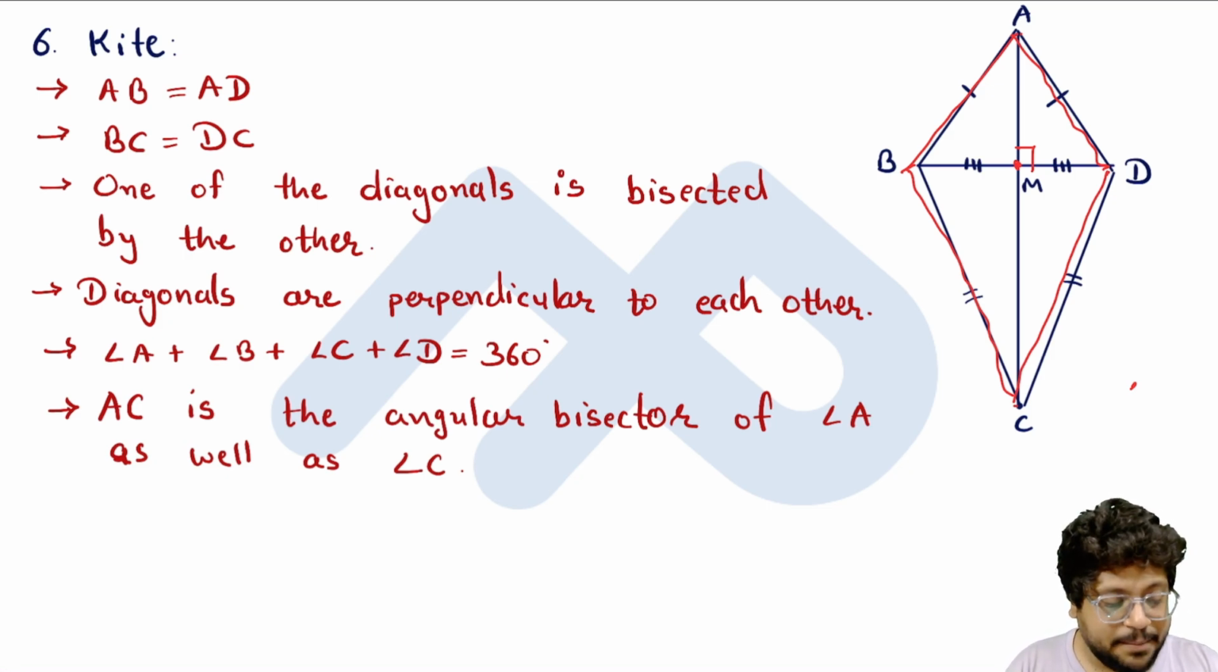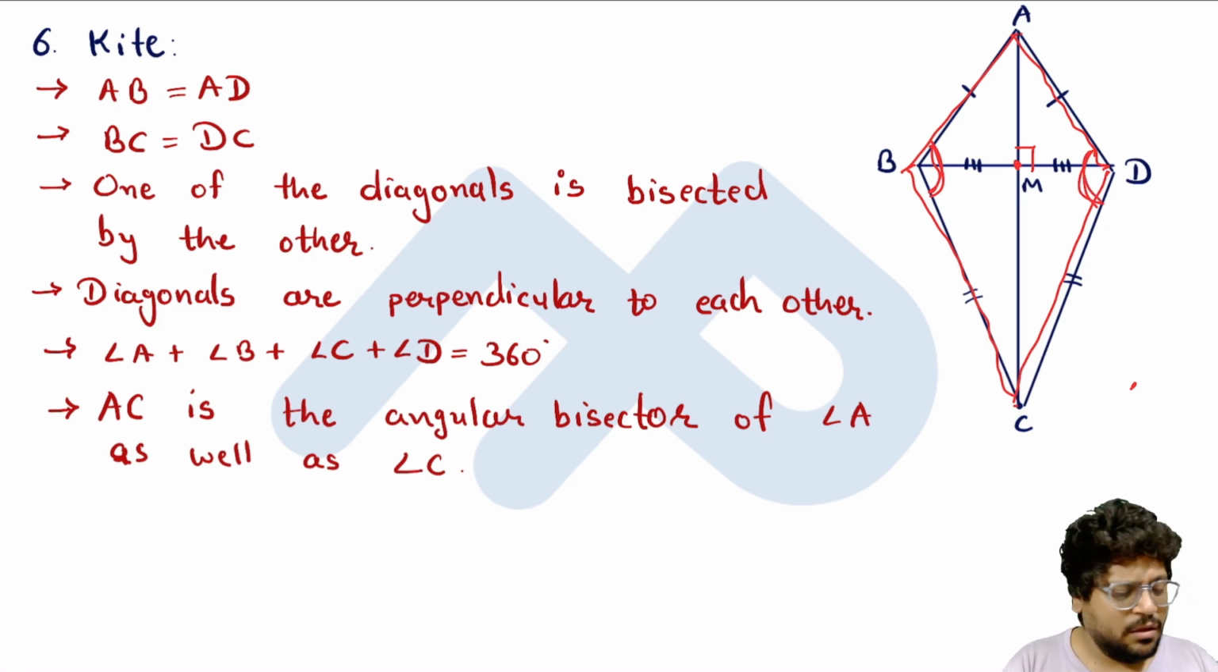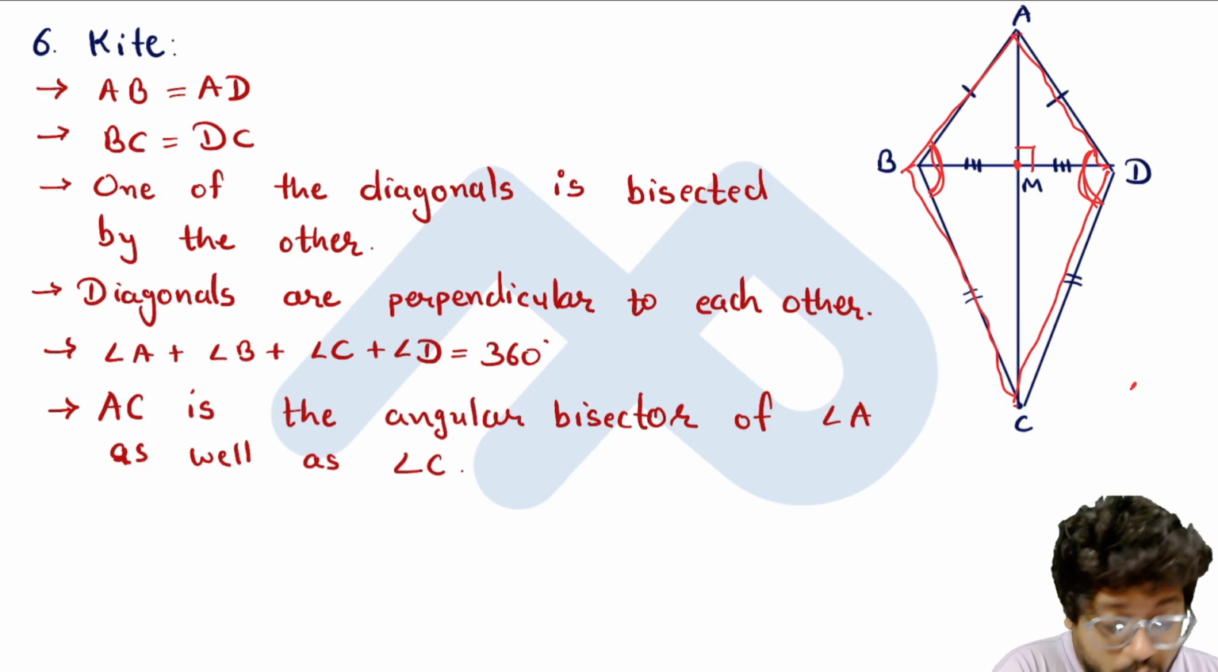Only this AC bisects BD. That means AC intersects BD in its midpoint. So M is the midpoint of BD and AC is perpendicular to BD, of course. Moreover, this whole angle B and this whole angle D will also be equal, which we can get an idea of by congruent triangles.